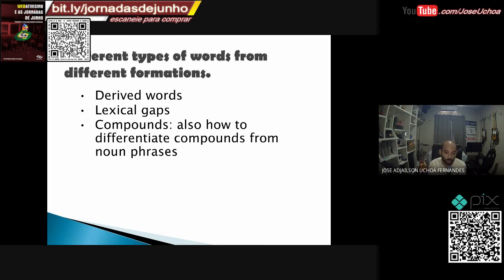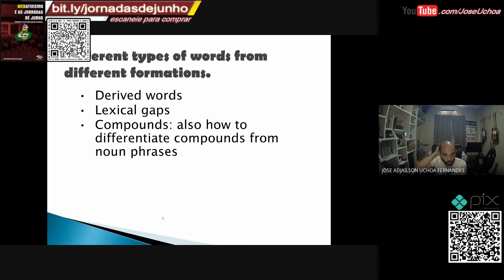We have plenty of compounds in the English language, also in Portuguese. Some of them in English are spelled with a hyphen in Portuguese. Some others are not. In Portuguese, there is some kind of rule for that. In English, it's kind of arbitrary. But compounds are those kinds of words that derive from two previously existent words.